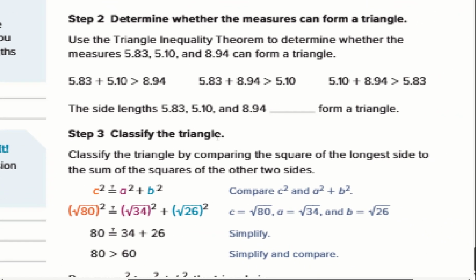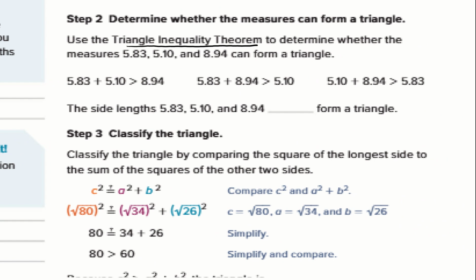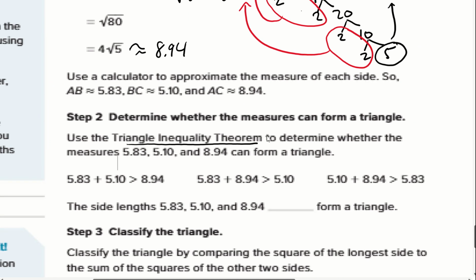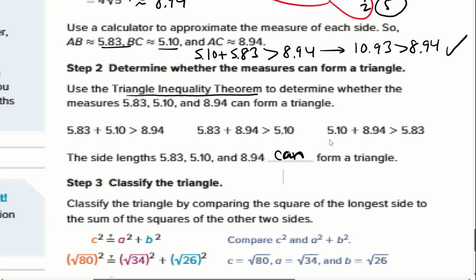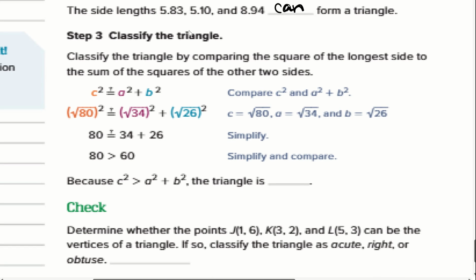Well, remember the triangle inequality theorem, you can use that. If they give you any 3 sides, just add the 2 shortest sides. The 2 shortest sides are this and this. So we got 5.10 plus 5.83, and they must be bigger than the third side. Let's see if that's true. 5.10 plus 5.83 is 10.93. And that is definitely greater than 8.94. So therefore, this must be true. They can form a triangle, which we already knew the answer to, but it's good to check if you can't make a graph.